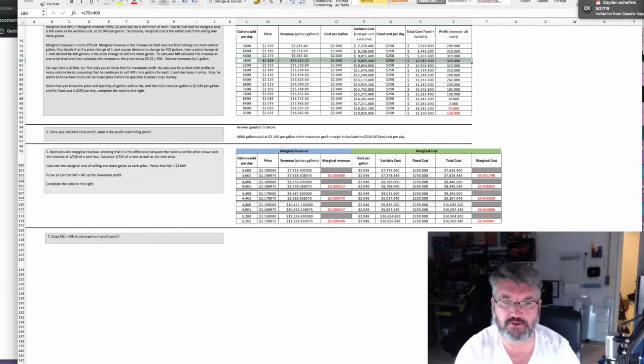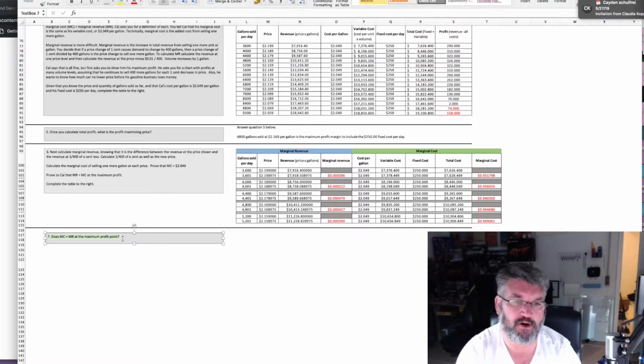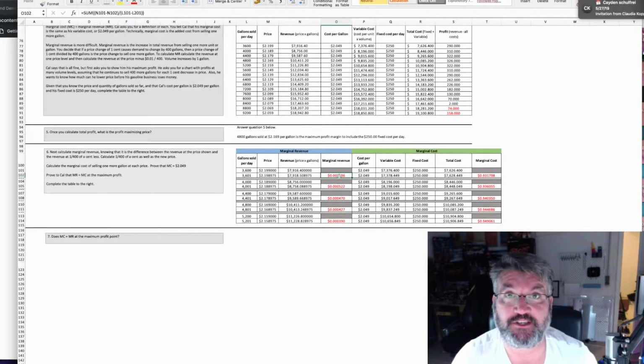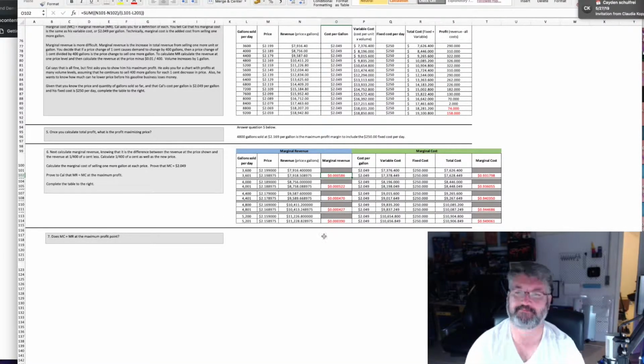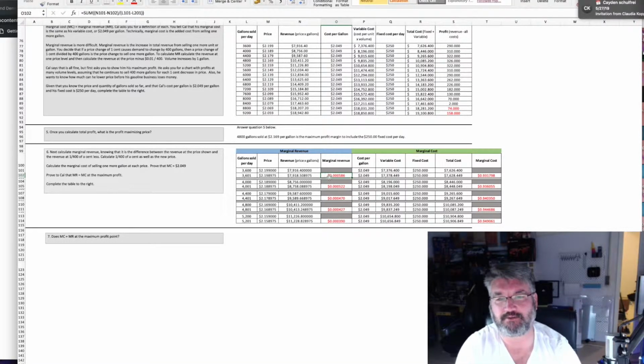So marginal revenue, marginal cost. Does marginal cost equal marginal revenue at the maximum profit point? Well, here's your marginal cost and here's your marginal revenue. These are the two numbers that you look at. Do you get it? Anyways, this does not equal.